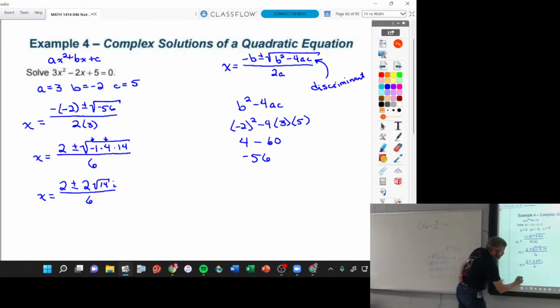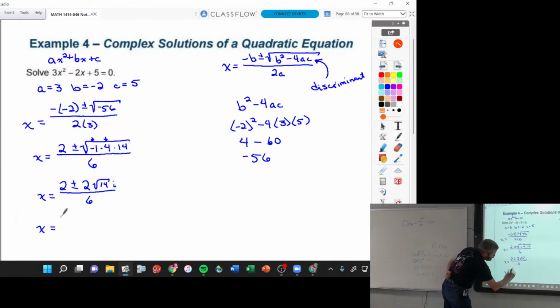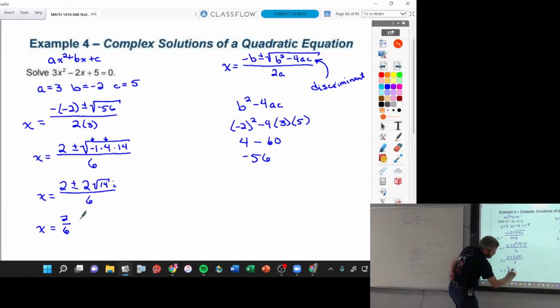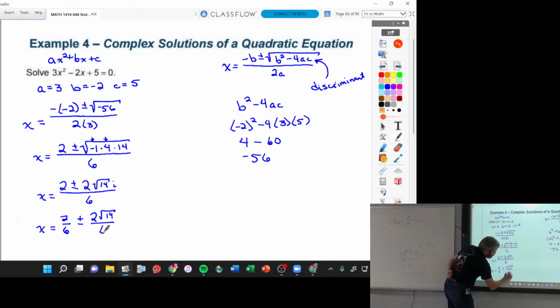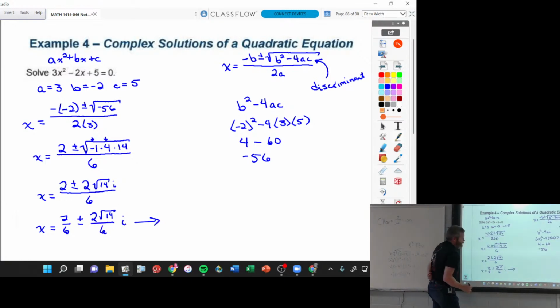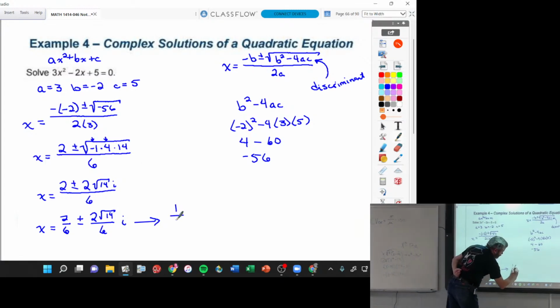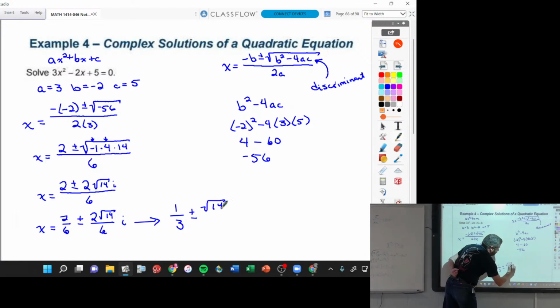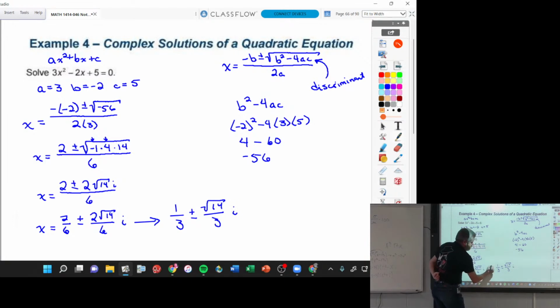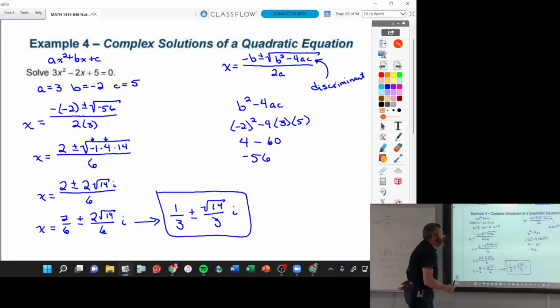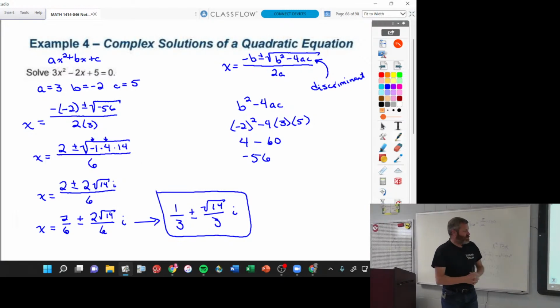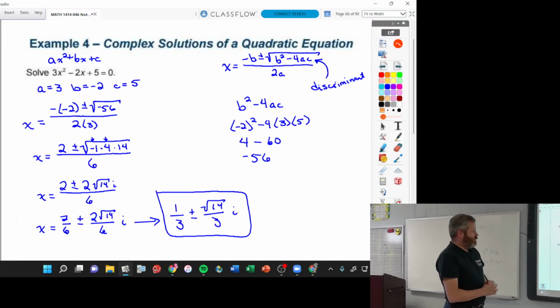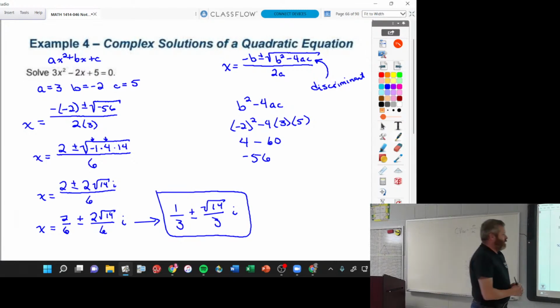And to get that in standard form, we have 2 over 6 plus or minus 2 times the square root of 14 over 6i. And that's going to reduce to 1 over 3 plus or minus the square root of 14 over 3i. And remember, that is 2 separate answers to a quadratic. One of the answers is 1/3 plus the square root of 14 over 3i, and the other one is 1/3 minus the square root of 14 over 3i.